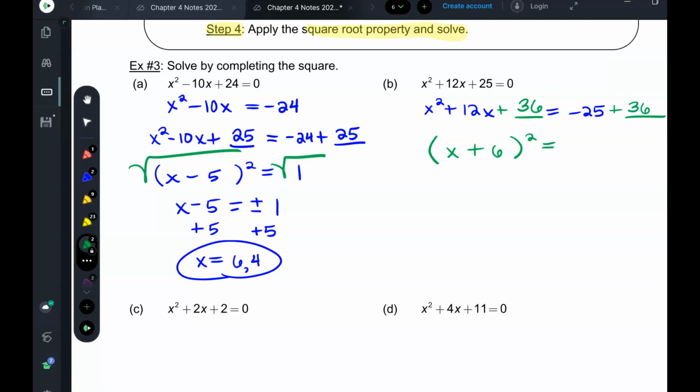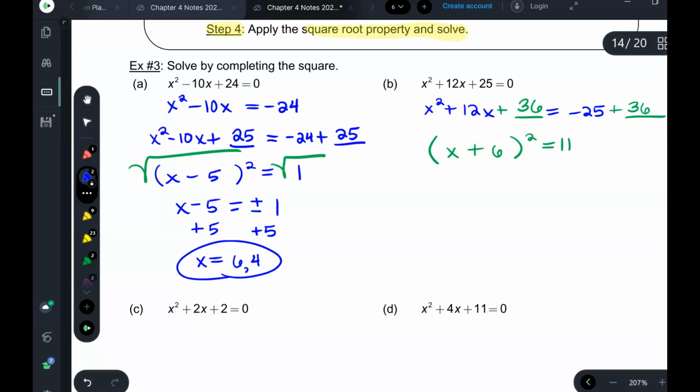Equals 11. Rad 11. It makes sense to me. X plus 6 equals... isn't it 9? Plus or minus 11. 36 minus 25. 5 or what's the other number? Rad 11 is prime.